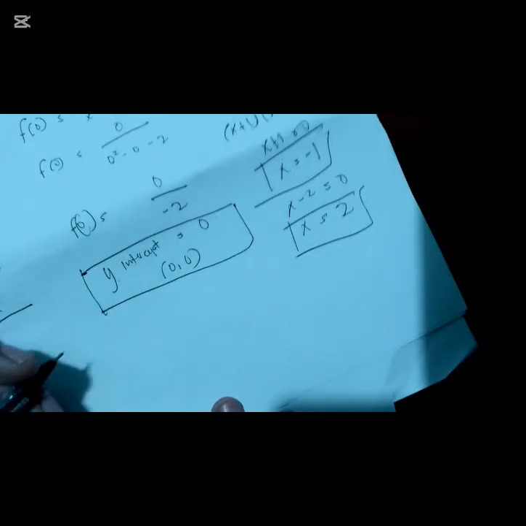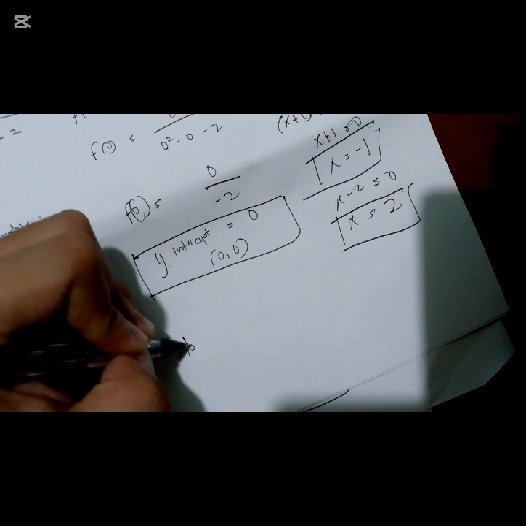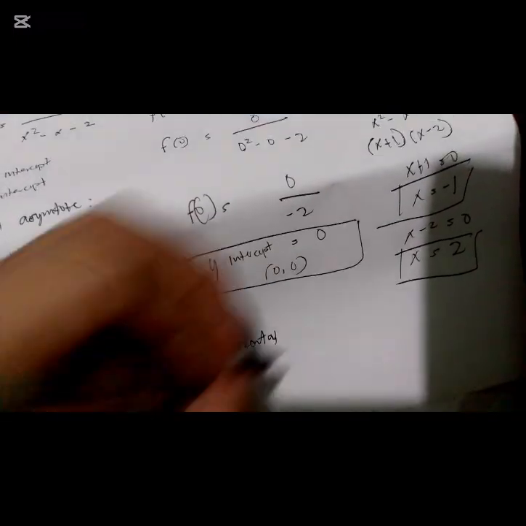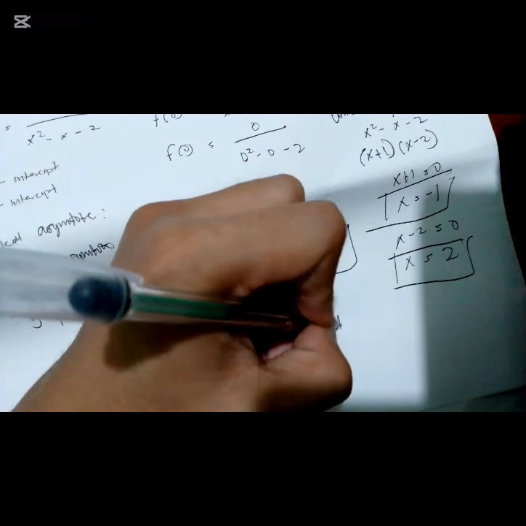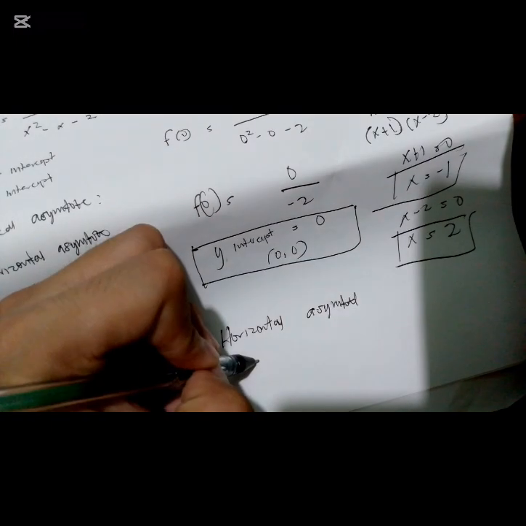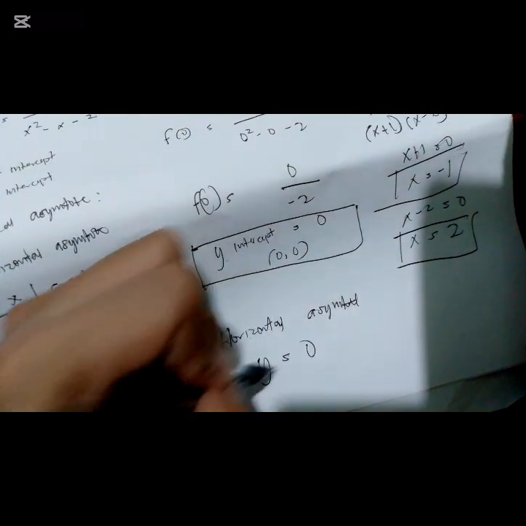Let's find also the horizontal asymptote. We all know the guideline: since the degree of p of x, which is the numerator, is less than the degree of q of x, which is the denominator, our horizontal asymptote is 0, or y equals 0.